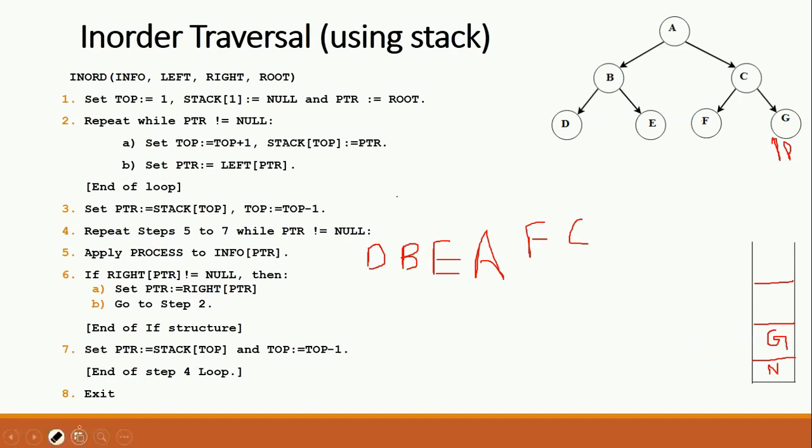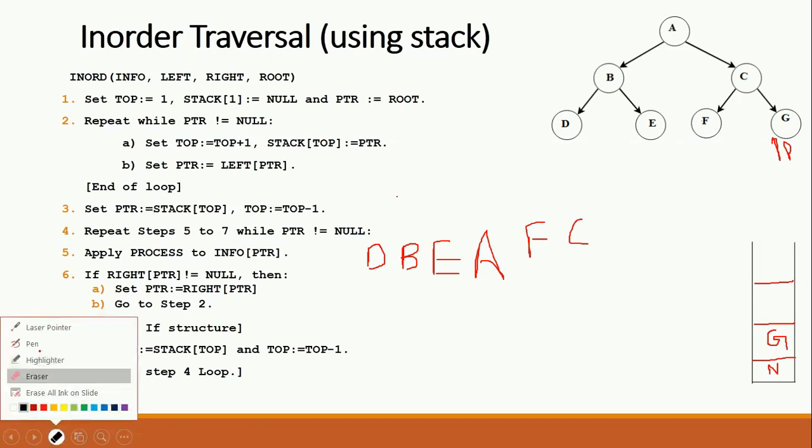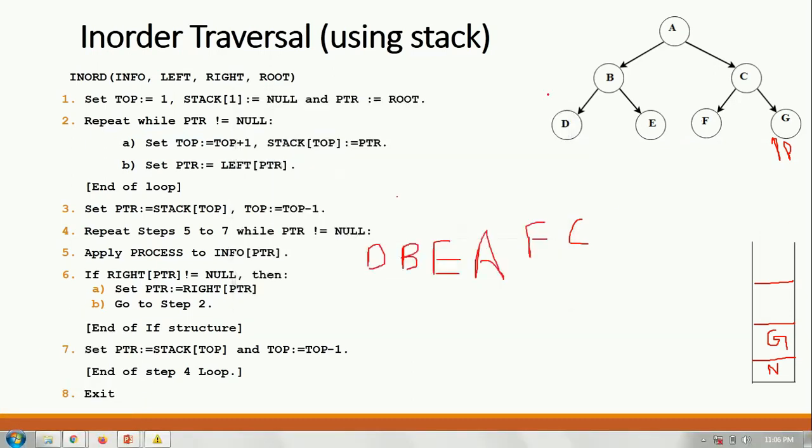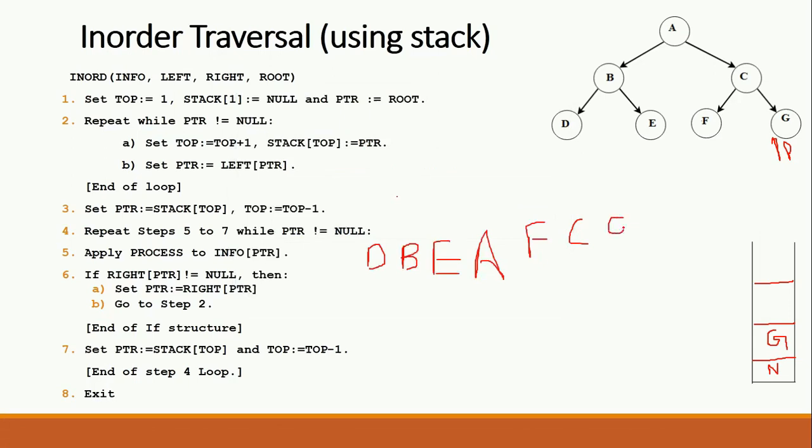So in this case, the PTR is not null, so I will apply the process. It would be G. Now I will print the data, that is G, and step number 7 is not going to apply, okay. Top is also deleted, so G is also deleted here. In the previous step 3, G had been deleted already. Now it is pointing to null. The top is pointing to null here.